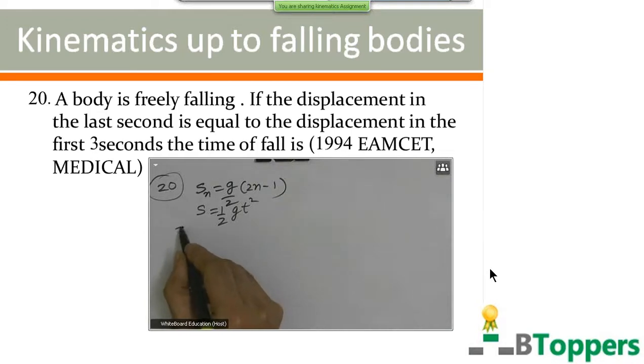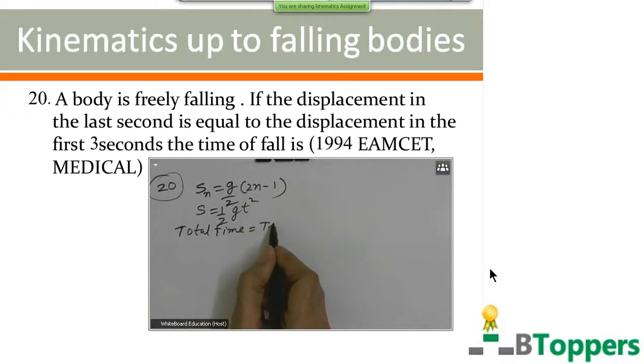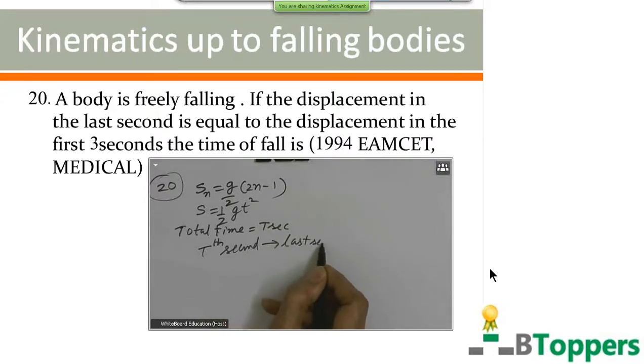Let us suppose the total time of free fall equal to capital T seconds. Then Tth second will be the last second. For example, if the total time of free fall is 10 seconds in another problem, then 10th second will be the last second. So similarly, if total time of free fall is capital T seconds, then Tth second is the last second.